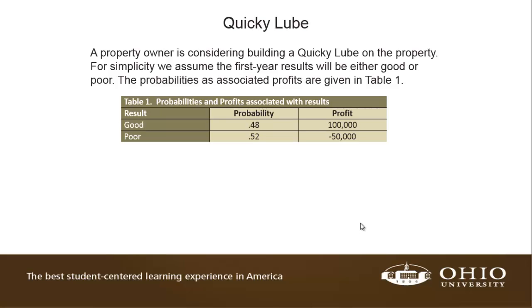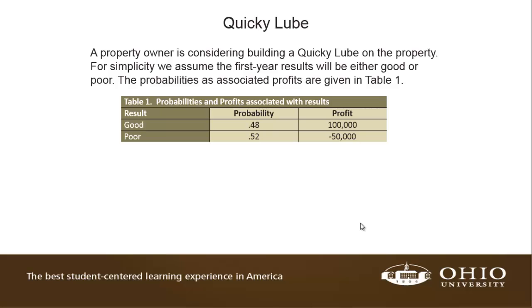Let's look at an example. We have a property owner who would like to think about possibly building a quickie lube on the property. The property owner knows that there are two possible events or states of nature that could occur should the property be used for a quickie lube. The first event or outcome is that the results will be favorable, and there's a 48% chance of that occurring, and if the results are good, the property owner will make $100,000. There's also a 52% chance that the results will not be good, and in that event, the property owner loses $50,000.